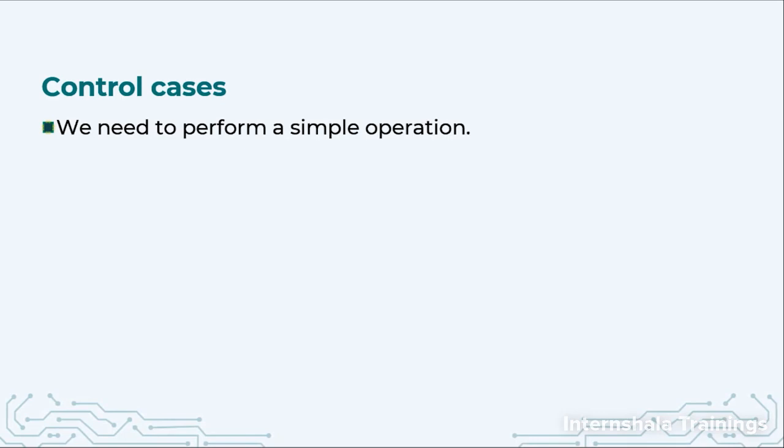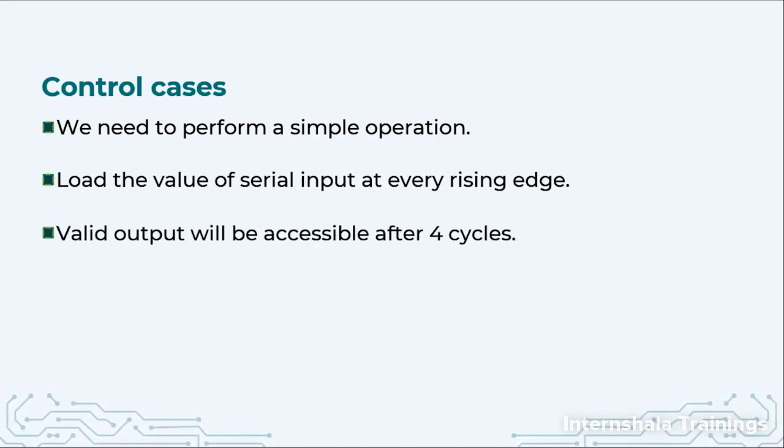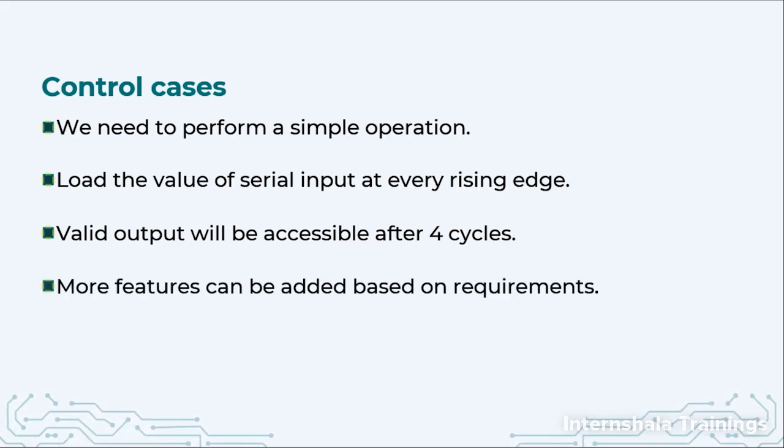How many control cases are going to be there? Let us have a look at those. We need to perform one simple operation: load the value of serial input at every rising edge of the clock. Valid output will be accessible only when all 4 bits are loaded. That means we have completed 4 clock cycles. More features can be added based on the requirement of the user.